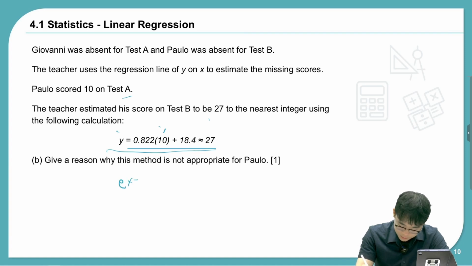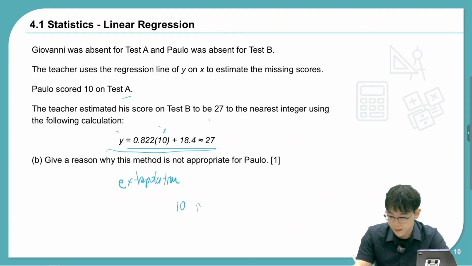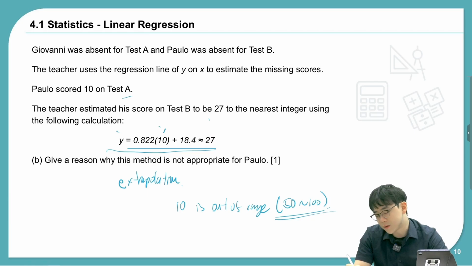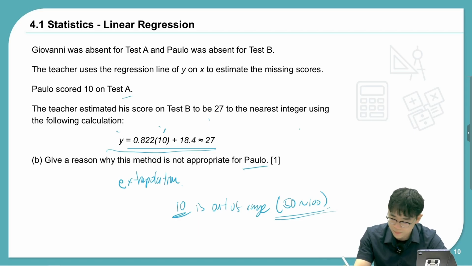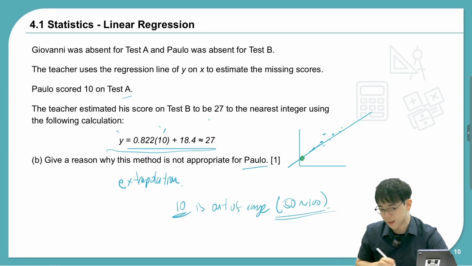This is called extrapolation, a typical case of extrapolation. So this would be inappropriate. Paolo's score of 10 is way out of range for the 50 to 100-ish range of values that were used to get the linear regression line. We can't really use this to extrapolate, because we saw a bunch of scores in this range, drew a line, and then we're trying to predict what happens if someone gets this score right here. There's no data around this vicinity, so we can't really make that prediction.